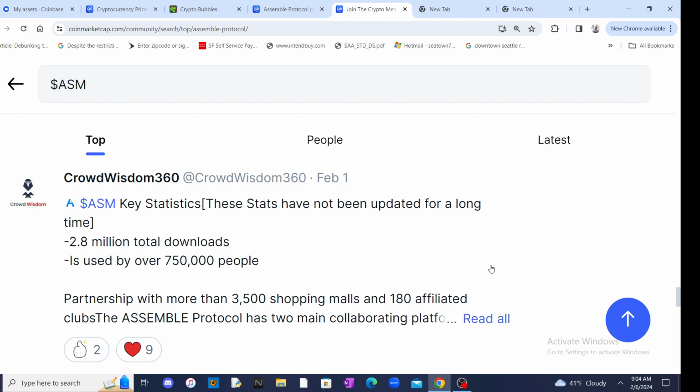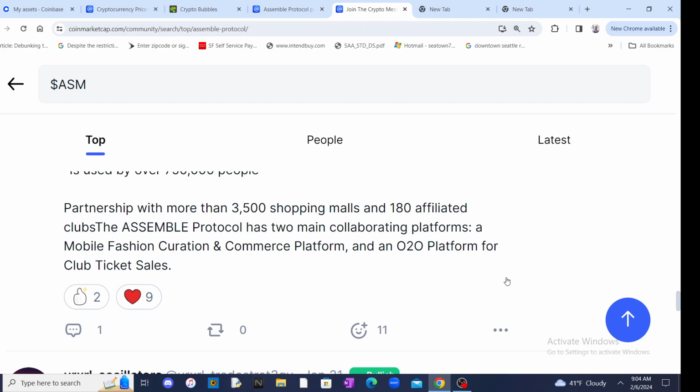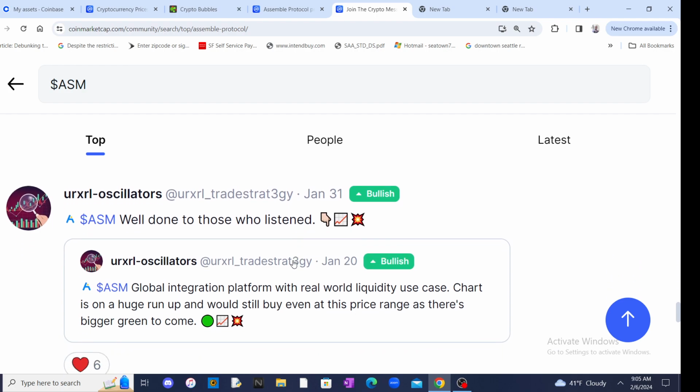Partnerships with more than 3,500 shopping malls and 180 affiliated clubs. The Simple Protocol has two main collaborating platforms: a mobile fashion creation commerce platform and an O2O platform for club ticket sales. Okay.